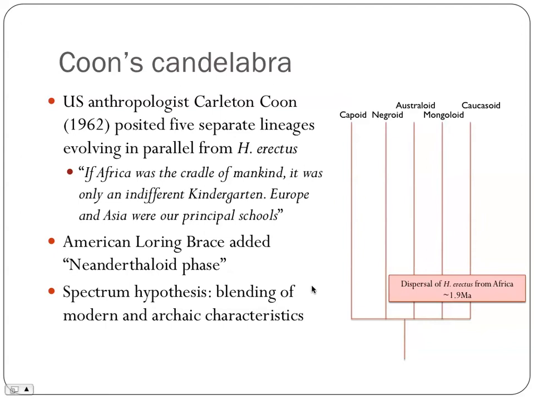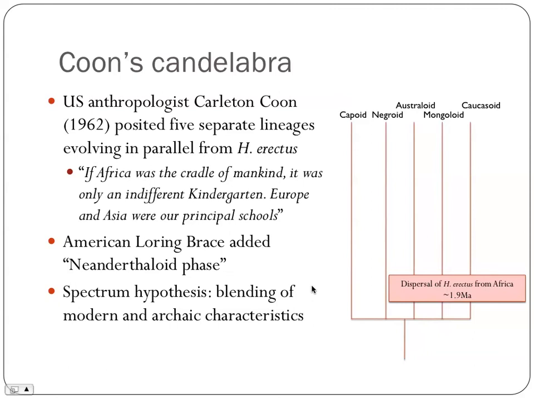Another American, Loring Brace, came up with this idea of a Neanderthaloid phase, that maybe somewhere along these routes, these lineages were turning into a Neanderthal kind of phase and then becoming more modern as time went on. But the idea was that somehow or other, each of these lineages became modern Homo sapiens independently, travelling along different trajectories.